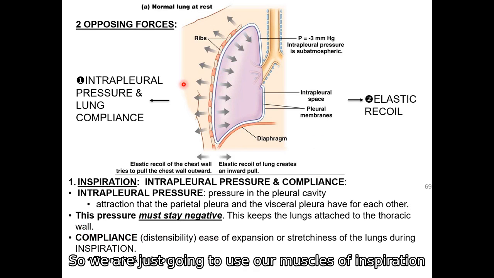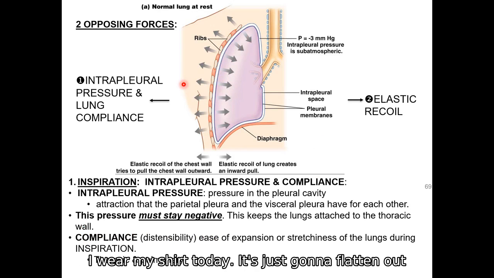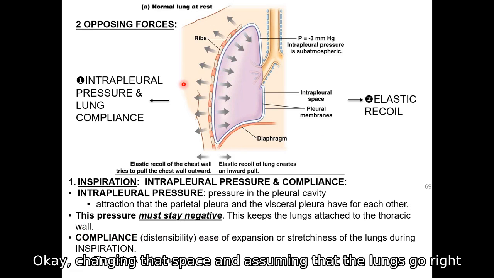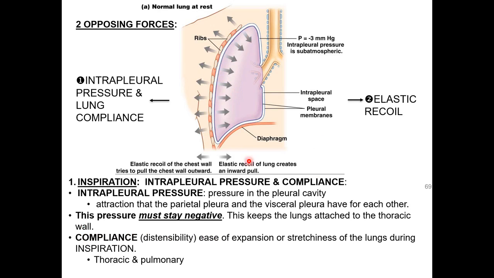Like I said, so we are just going to use our muscles of inspiration. So the diaphragm, which is a dome-shaped muscle, is just going to flatten out. We're going to expand our chest wall using the external intercostals, okay, changing that space, and assuming that the lungs go right along with it, then we're going to get an intake of air.